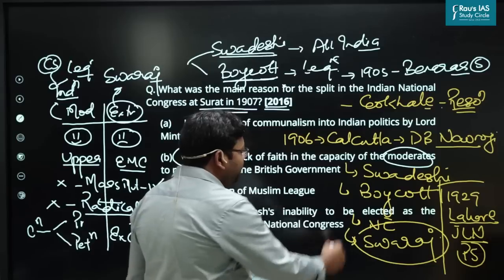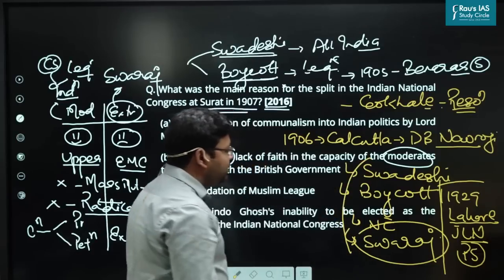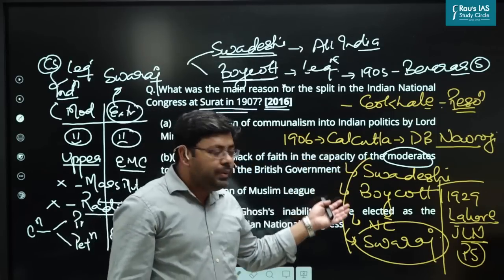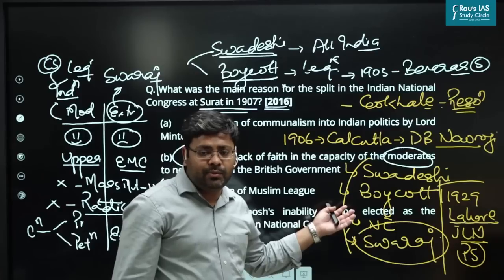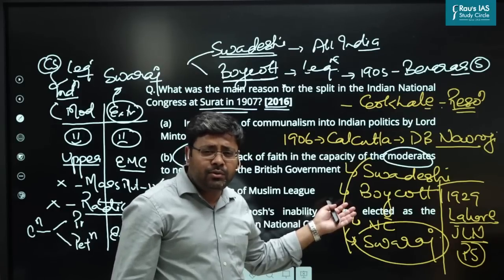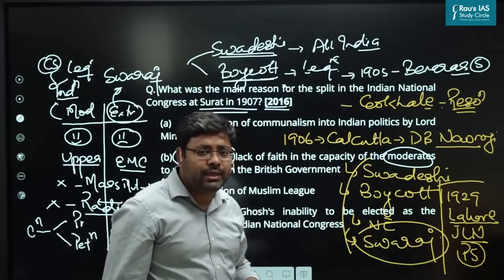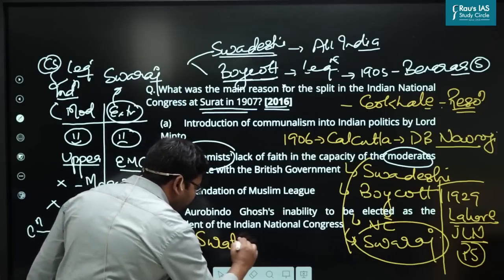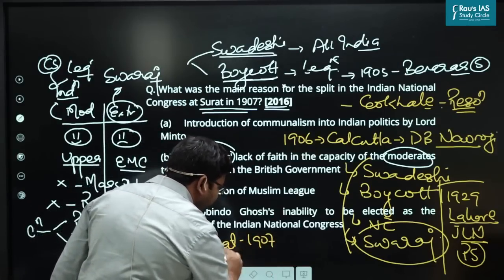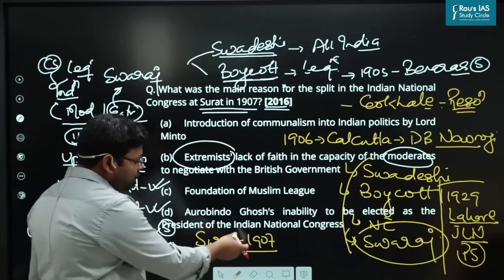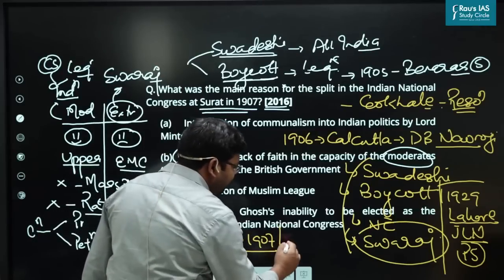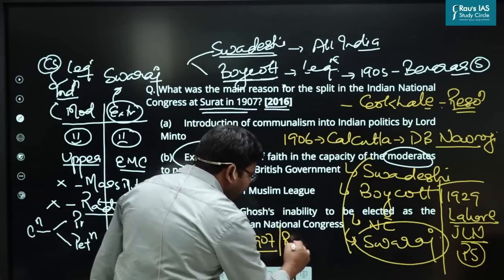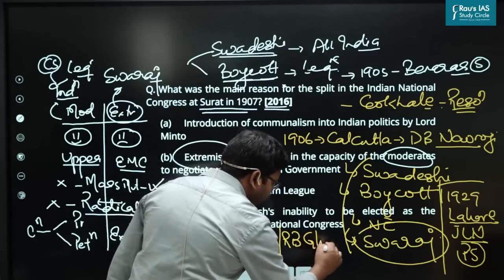The four resolutions which were passed by Congress in the Calcutta session led to a big controversy between the extremists and the moderates, and the moderates wanted to dilute these four resolutions in the next session of Congress, which was in Surat in 1907. The Surat session of Congress was presided over by a very moderate leader, Rash Behari Ghosh.